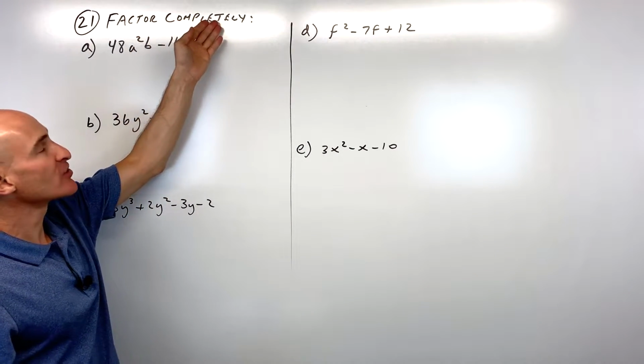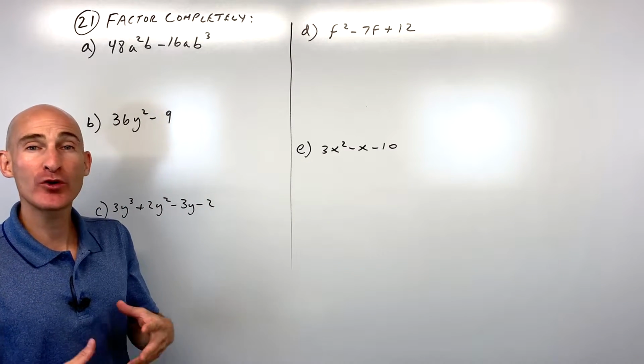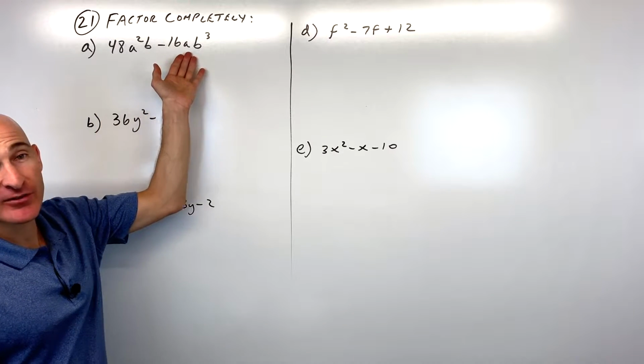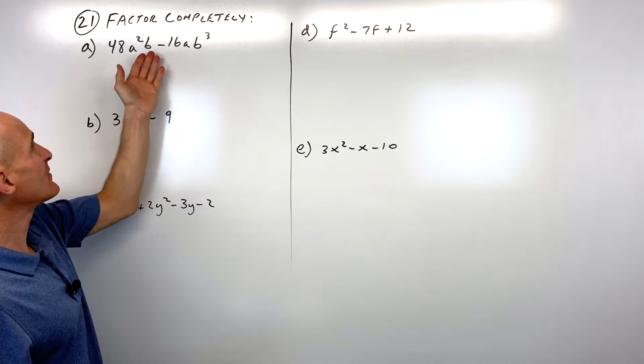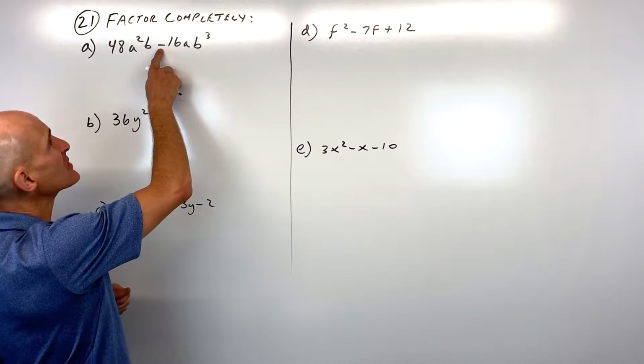And when it says factor completely, that means that you might have to factor and then factor a little bit more and factor a little bit more. You want to keep factoring as much as you possibly can. Now, the first step in factoring is always the greatest common factor. So you always want to see if there's something you can divide out of all the terms. Remember, the terms are separated by minus or plus.